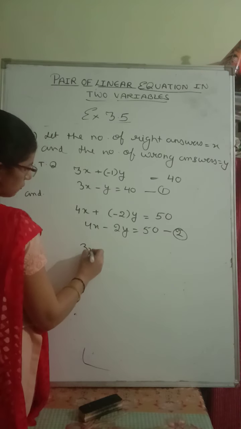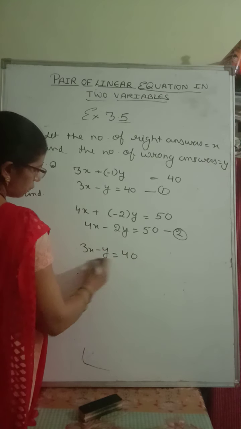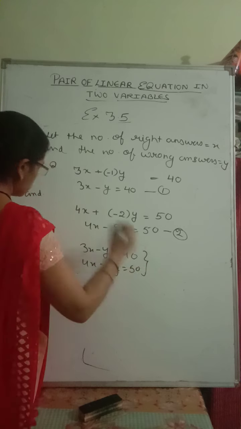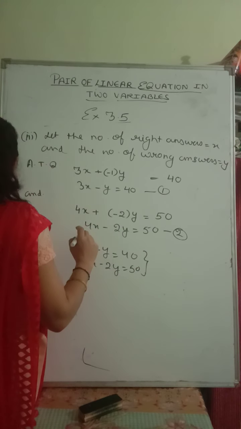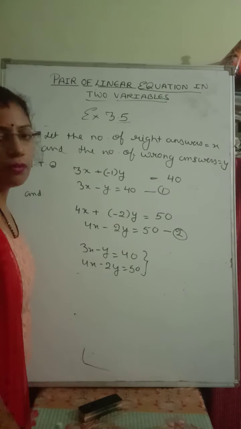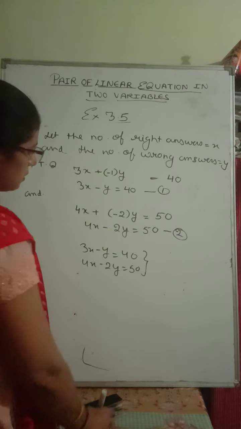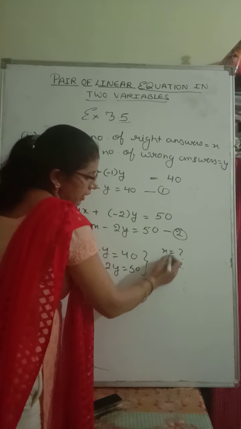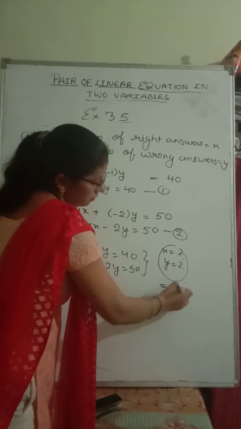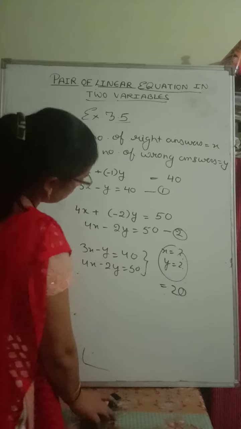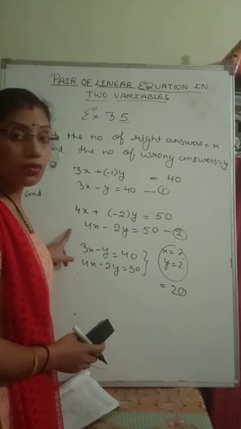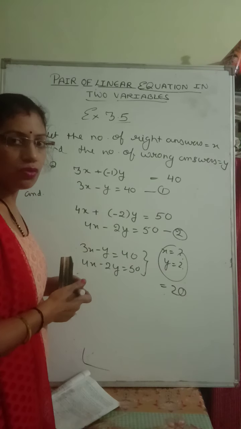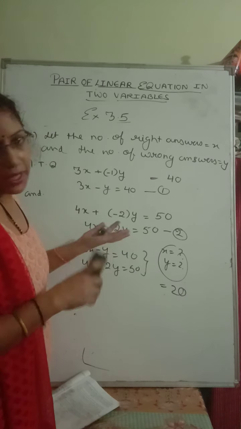So we got equation 1, 3x minus y equals 40, and 4x minus 2y equals 50. So we got these two equations. Okay, so you have to find how many correct answers and incorrect answers. Some value you will get for x and some value for y. If you add x and y the answer will come 20. I am leaving this to you; solve it on your own by the cross multiplication method or any other method.